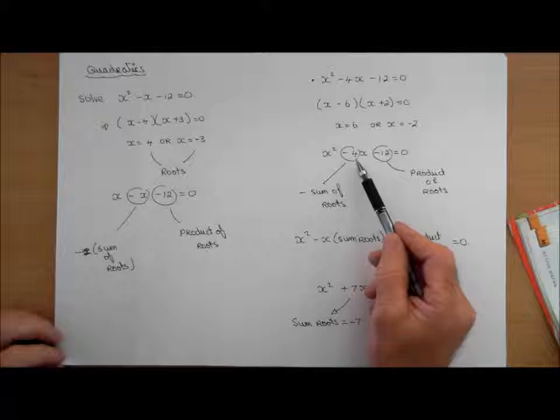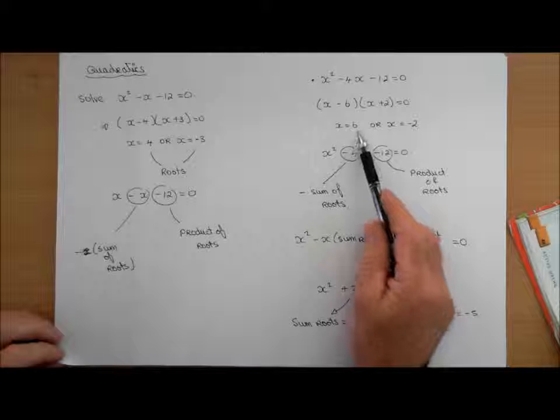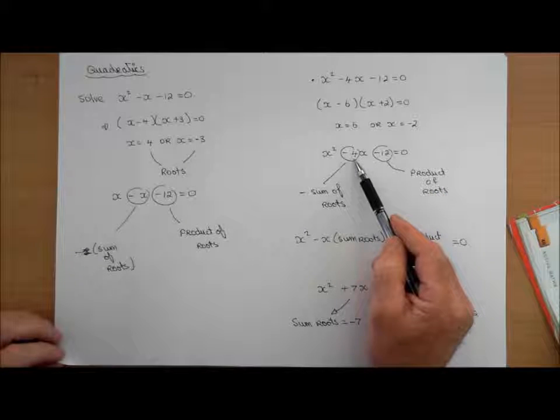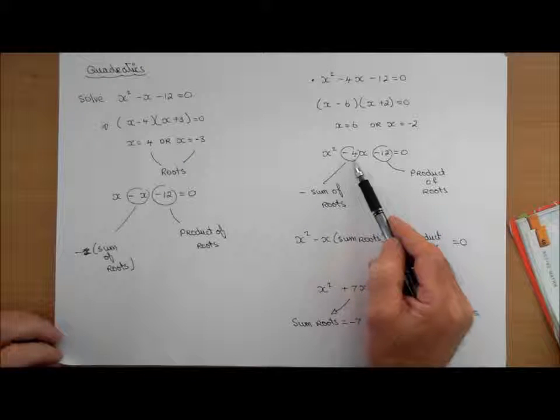4. But I didn't have a 4. What did I have? So whatever number I end up with the x, that's not the sum of the roots. What is it? The sum of these roots is 4. But the equation says minus 4. So the number that's with the x is not the sum of the roots. What is it? It's minus the sum of the roots. In other words, it's the opposite sign.